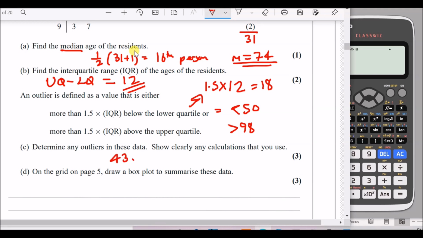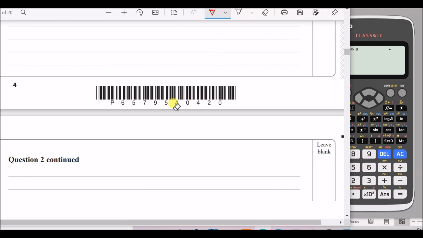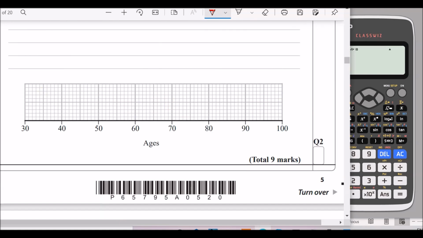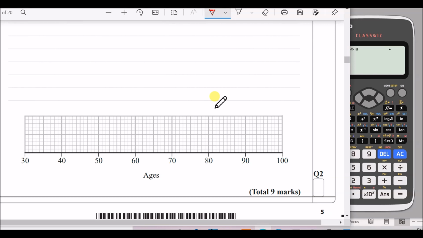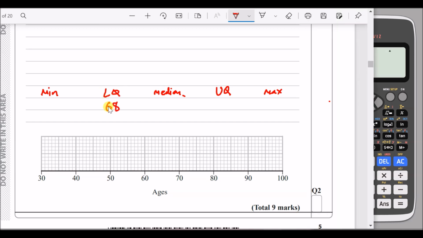Yeah, that's it. Now finally on part D, on the grid on page 5, draw a box plot to summarize the data. Alright, not bad. Now box plot, let's go ahead and find it. So it's over here. All you have to do for a box plot is work out 5 things. You need the minimum value and the maximum value. You also need the lower quartile and the upper quartile. And lastly, you need the median. Thankfully, we have all this data, yeah? So now just updating certain values here. We know that the lower quartile was 68, the median is 74, and the upper quartile was 80.